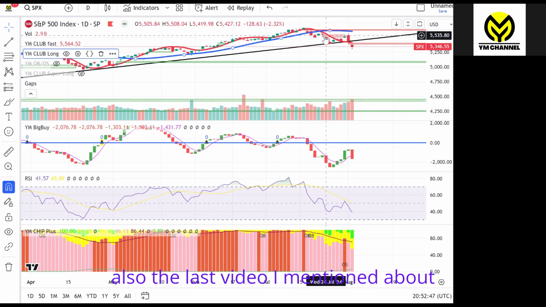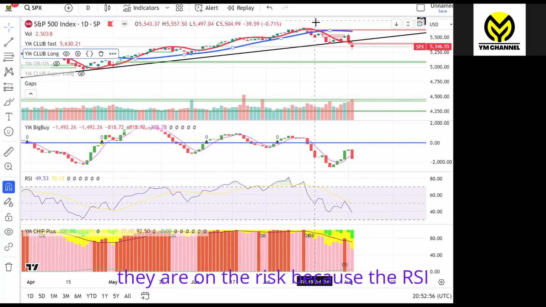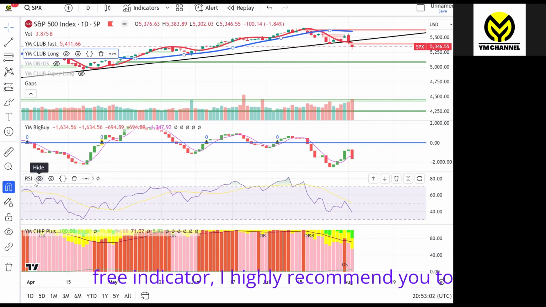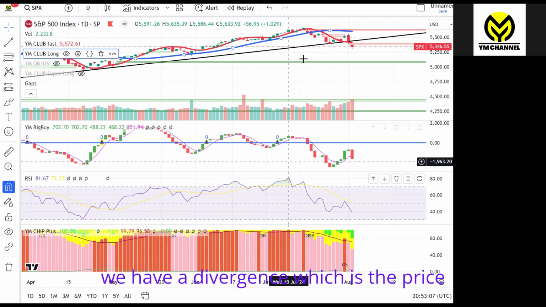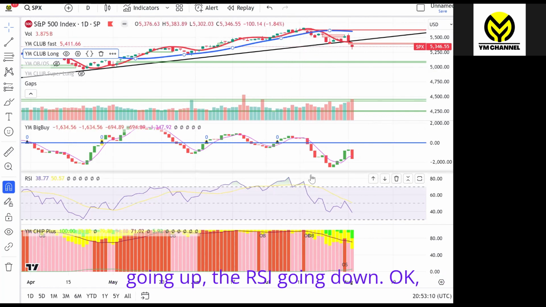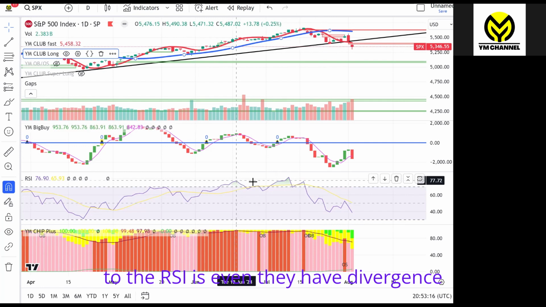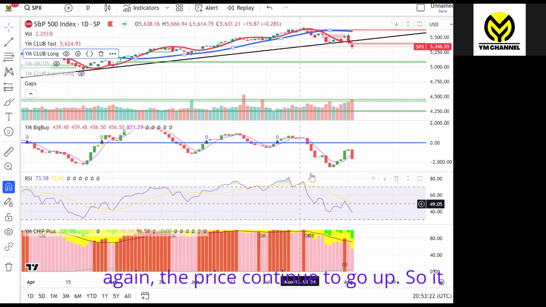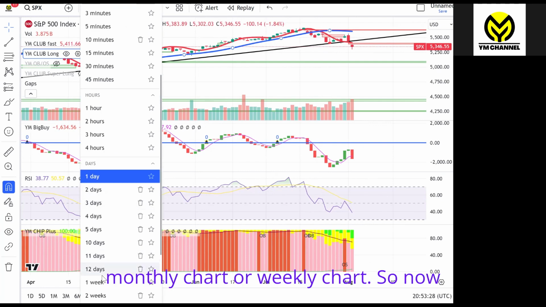Also in the last video I mentioned Amazon, Netflix, Google, NVDA, even Meta, they are at risk because the RSI is very high. If you use RSI, which is a free indicator, I highly recommend you take a look. The indicator also tells you we have a divergence, where the price is going up and the indicator is going down. So you need to be careful. What happened with the RSI is that even with the divergence, somehow the price continued to go up. So it happens a lot on the daily chart. That's why I recommend you look at the monthly chart or weekly chart.